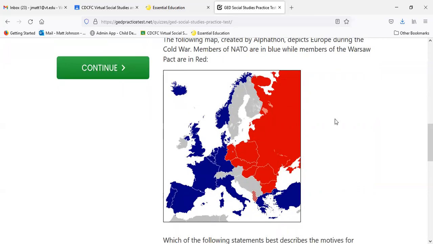It was called the Warsaw Pact because the convention was in Warsaw, Poland. All that blue area, those are NATO countries, all the way over here to Turkey, right? Greece, Italy, West Germany at the time, France, Spain, Portugal, Great Britain, little Iceland, they were all part.